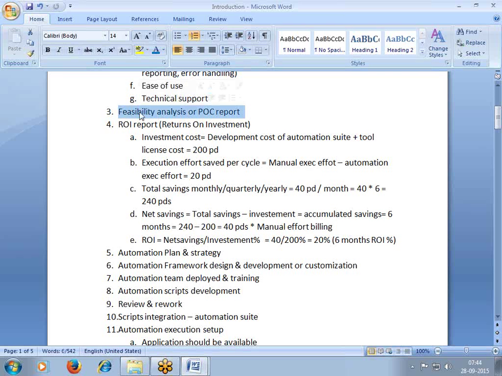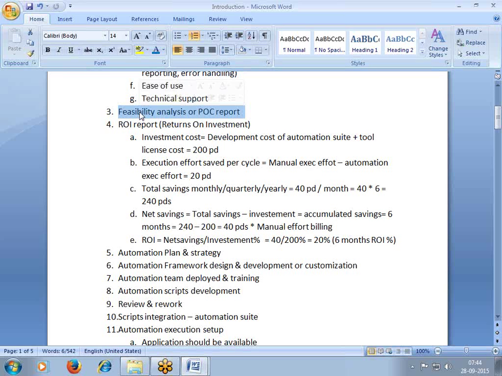Are you clear? Yes, sir. It is very simple. See, you have one project that we have to automate. We cannot blindly start the automation, correct? So first we have to check that. Suppose we have 1,000 test cases for automation. From those 1,000 test cases, you select some 10 complex test cases. Then first let us automate those 10 test cases.